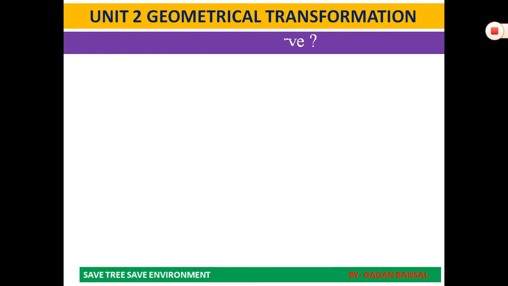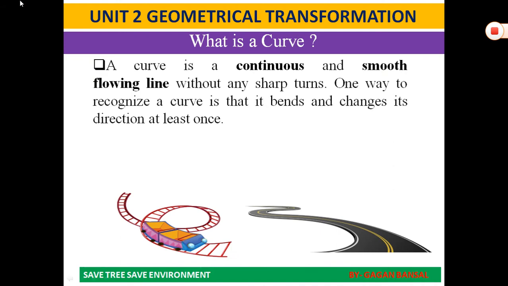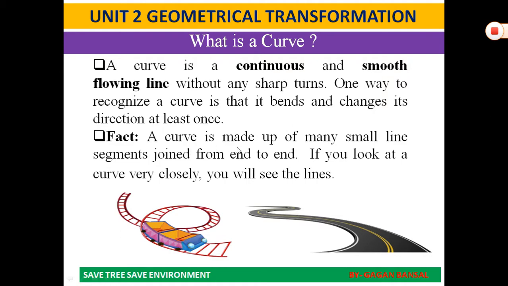So we'll start with what is a curve. A curve is a continuous and smooth flowing line without any sharp turns. One way to recognize a curve is that it bends and changes its direction at least once. This is the simplest definition of a curve taken from the pre-standard levels. So a fact is, a curve is made up of many small line segments joined from end to end. Hope you can visualize what I am saying. If you look at the curve very closely, you will see the lines.